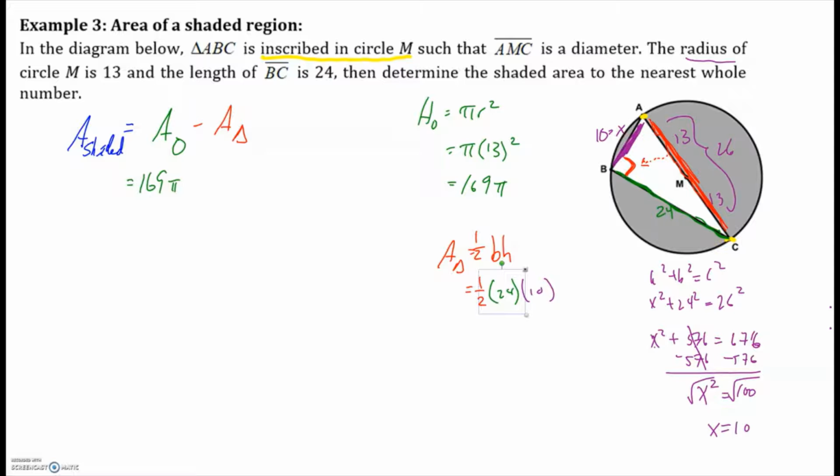Now I can calculate this from here if you want to make that easier. 1/2 of 24 is 12. 12 times 10 is 120. Or you can use a calculator, but that's what I'm now subtracting from my 169 pi. Now, be careful. You cannot subtract 169 and 120. They're not like terms right now because this has pi. So I have to actually multiply this by pi.